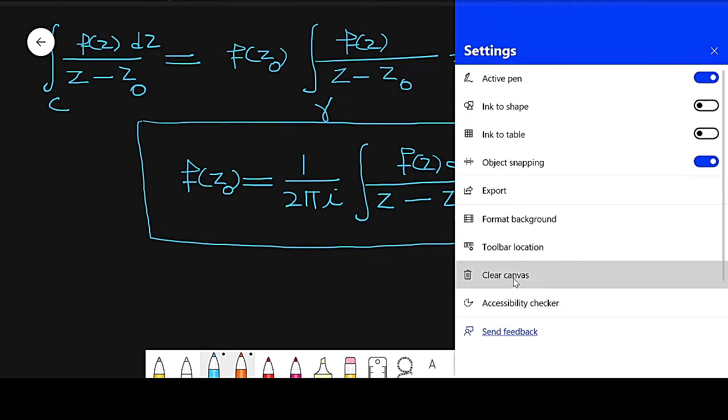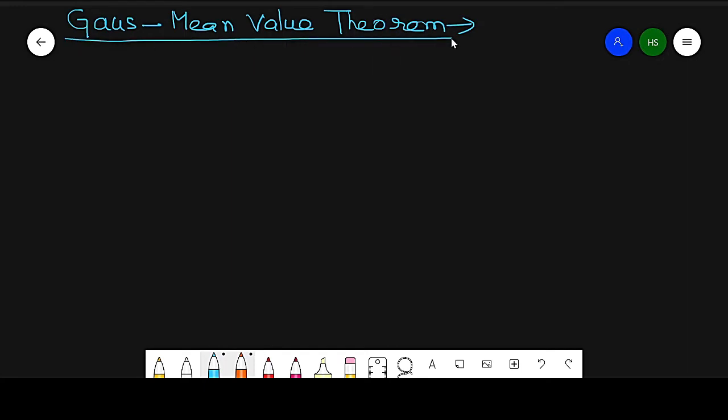Now after that, the next result is related to this, which is called the Gauss mean value theorem. Again, it is very important. So this is the Gauss mean value theorem. What is the statement of this theorem?